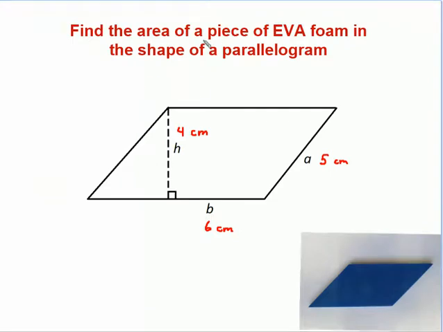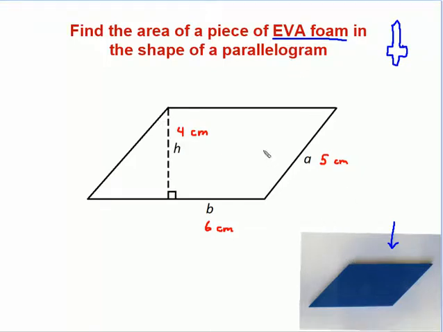All right, let's apply our knowledge to what we know. We are finding the area of a piece of EVA foam in the shape of a parallelogram. Here we have it right there, that little guy right there. EVA foam is used in things like cosplay. If you're into anime, people will build their costumes out of EVA foam, or they'll build weapons. You can build swords out of foam and then make them. That's pretty cool. But EVA foam is pretty useful.